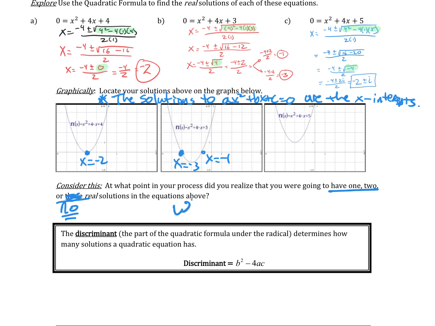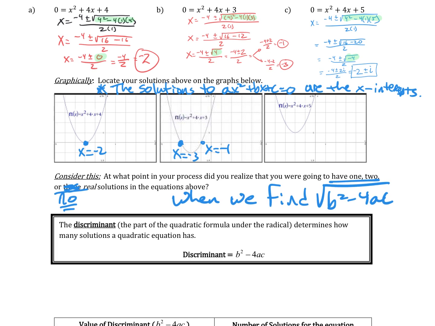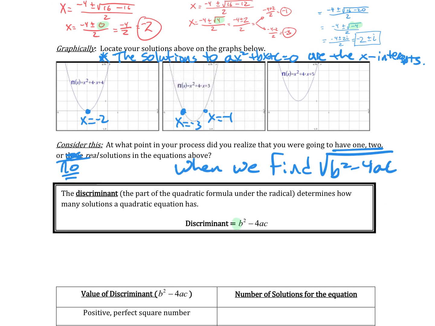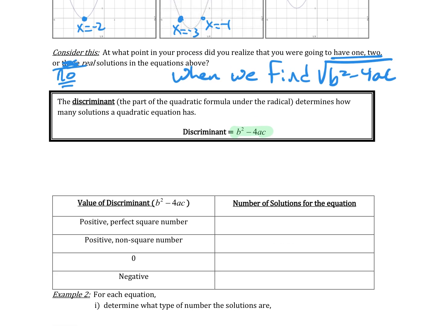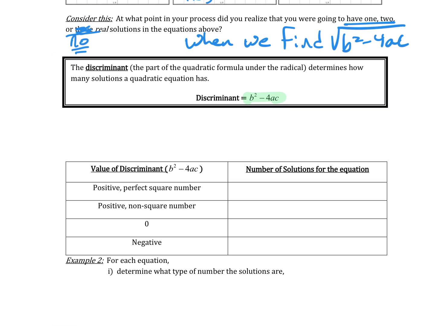So that's when we find the square root of b squared minus 4ac. And so we have a name for that. That thing underneath the radical is called the discriminant. And so we have these situations here. If it's a perfect square number, we get 2 rational solutions. And those solutions are the x-intercepts.